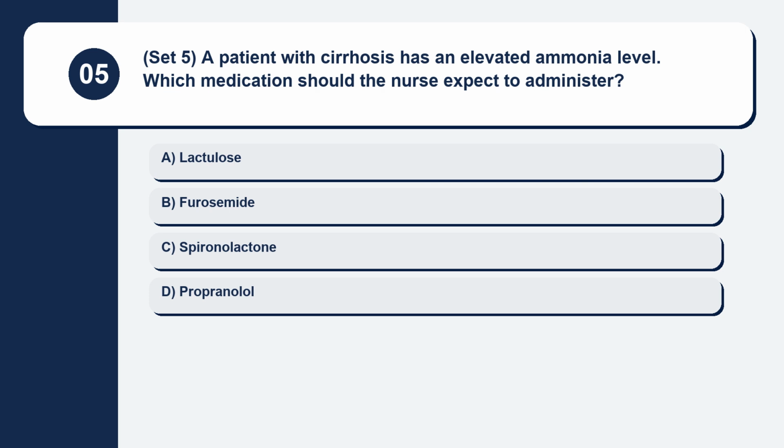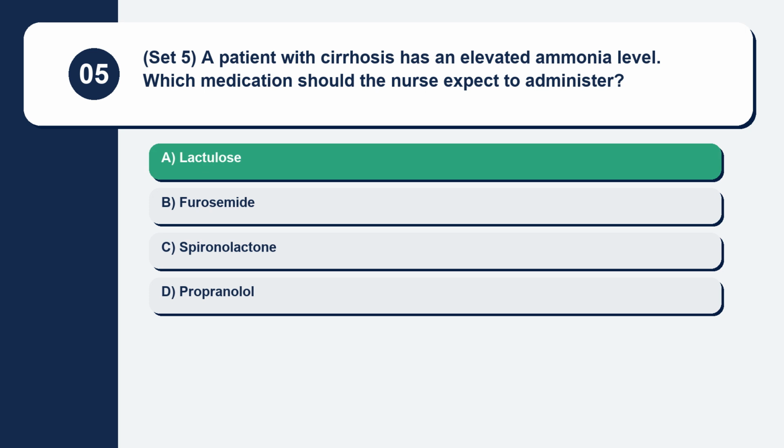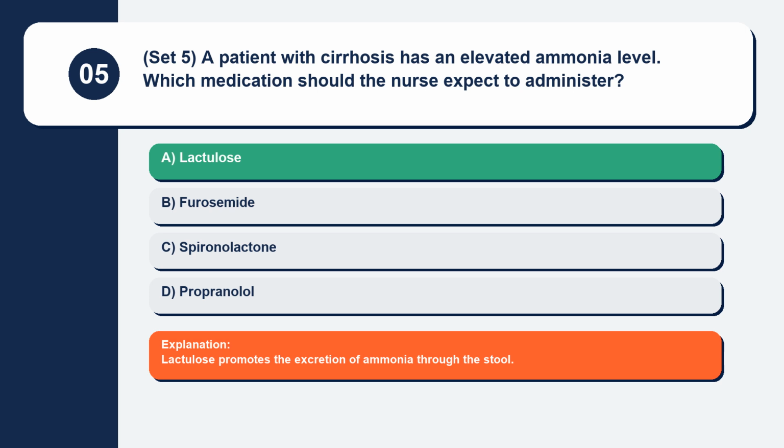Question 5. Set 5. A patient with cirrhosis has an elevated ammonia level. Which medication should the nurse expect to administer? Lactulose, furosemide, spironolactone, propranolol. Lactulose promotes the excretion of ammonia through the stool.